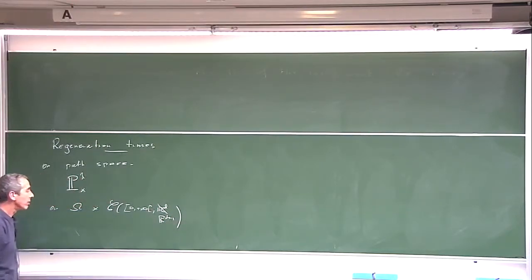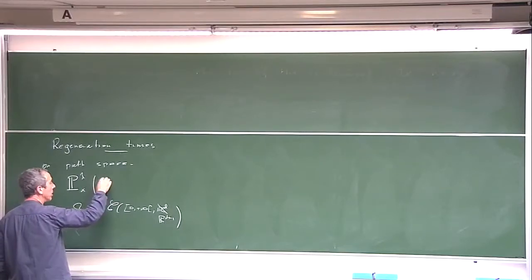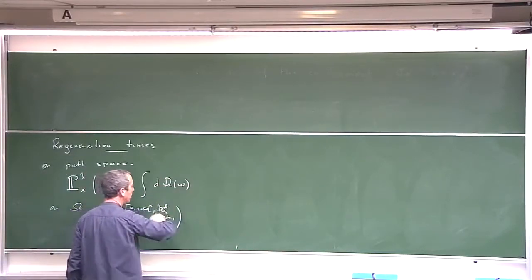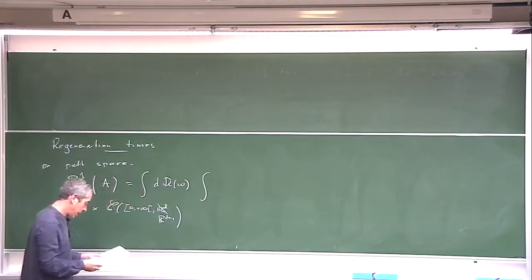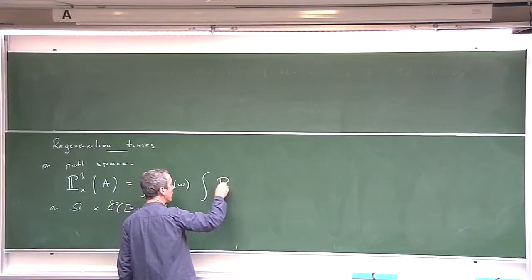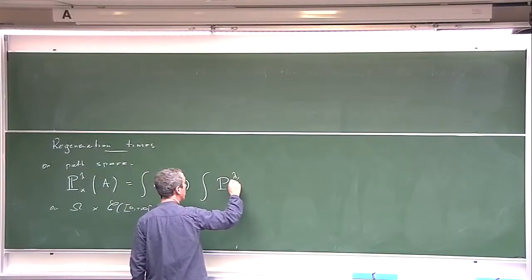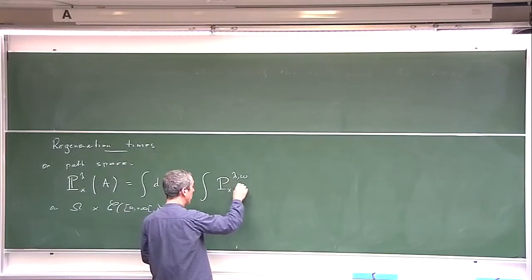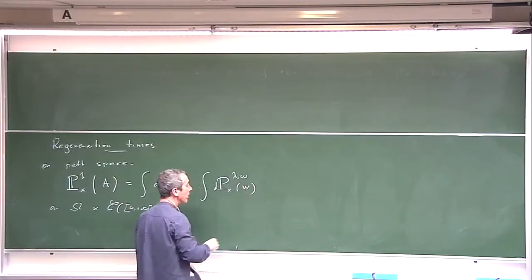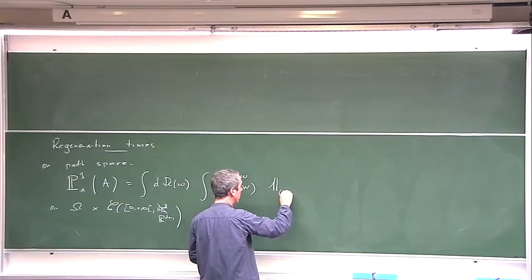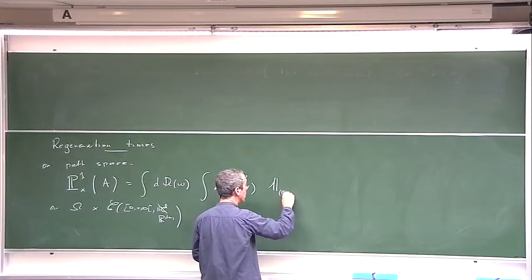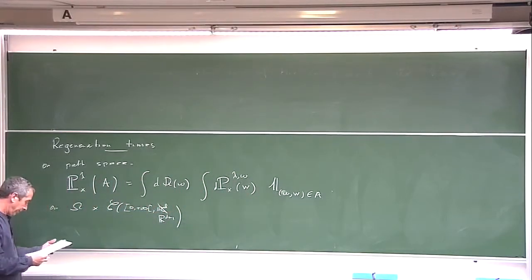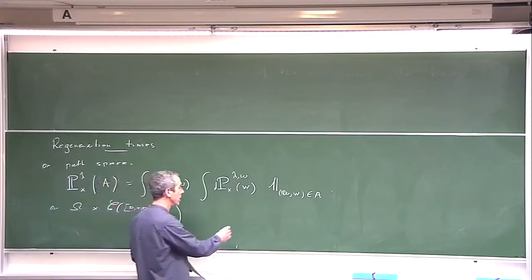So you will forgive me if I use the same letter. And by definition, the probability of a subset A of this is the integral over dQ of omega times the integral over the law of the diffusion, starting at x with a drift lambda in the environment omega, of dP, the trajectory w on A. So if what is first is omega, omega w belongs to A, something like this. So this is what people call the annealed measure.